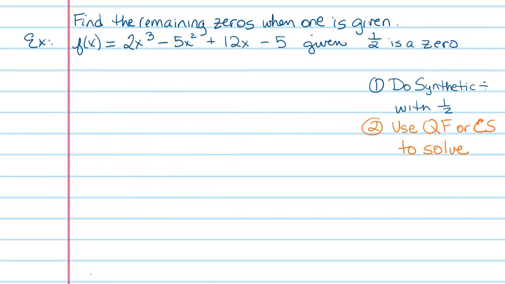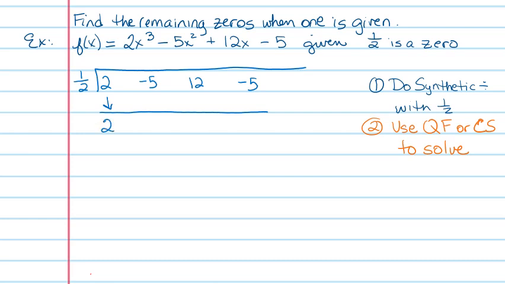Okay, so here we're going to do the same thing we did before. We have 1 zero, which is given, which is 1/2. And then we have 2, negative 5, 12, and negative 5. And we're going to use synthetic division, and we're going to try to find the other zeros. So find the remaining zeros when 1 is given. One answer is 1/2, and then we're going to try to find the others.